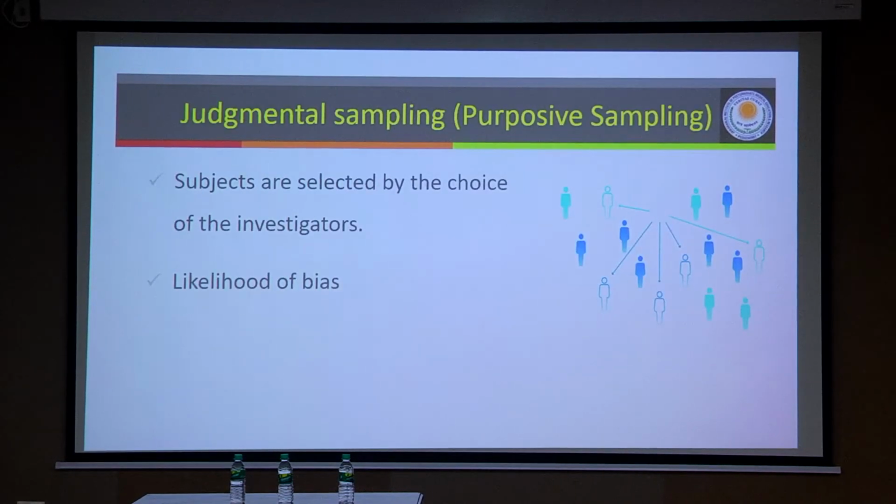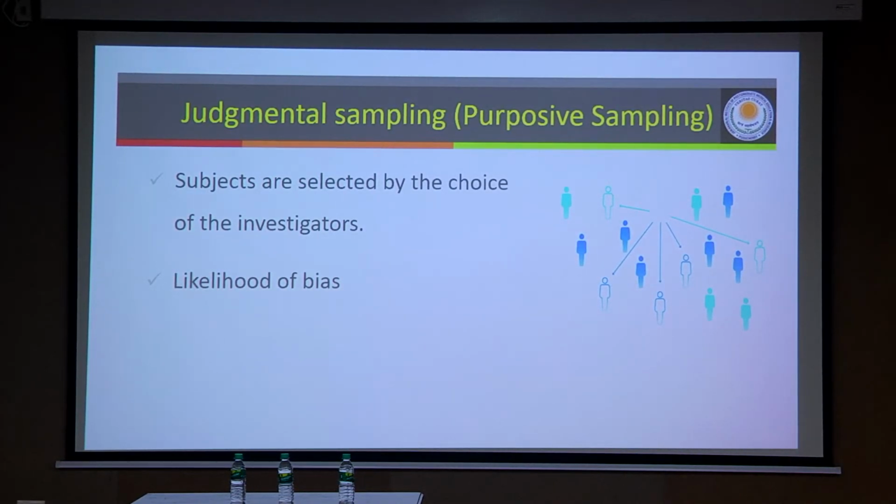Now next is judgmental sampling, where the subjects are selected by choice of the investigators. I feel like including some 5 patients from my area, so I will pick those patients and include them. This is biased. So I am picking according to my wish.